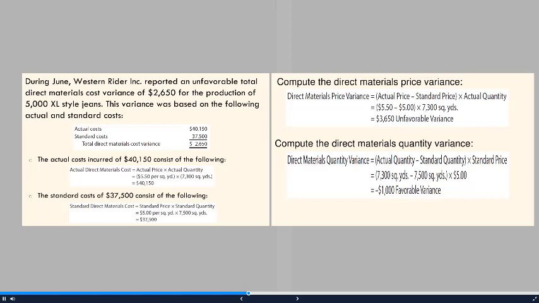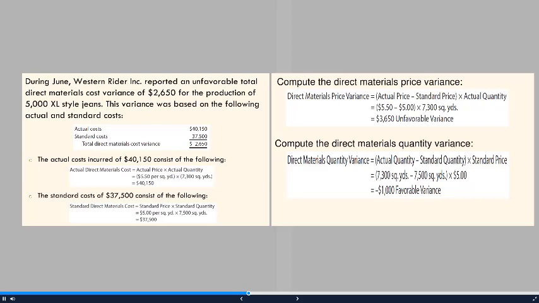Let's take a look at an example of our material cost variance. In this example, our total cost variance is $2,650. We get our material cost variance by taking the actual cost and subtracting our standard cost. But what we want to do is really break this down further to see where this variance is coming from. To do that, we'll break it down into our material price variance and our material quantity variance.